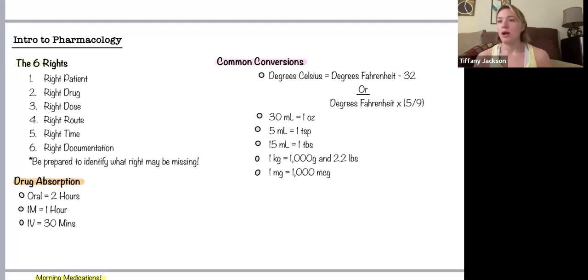Also important to know our conversions for weight when we're talking about weight-based medications. 1 kilogram is equal to 1,000 grams. 1 kilogram is also equal to 2.2 pounds. And 1 milligram is 1,000 micrograms. These are some of the more common conversions that we will see.